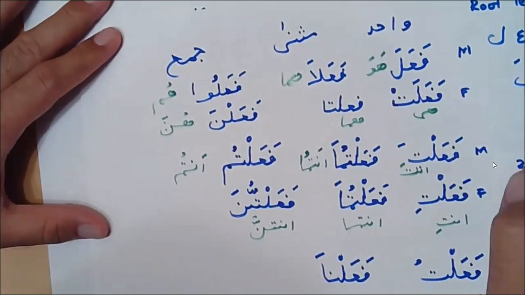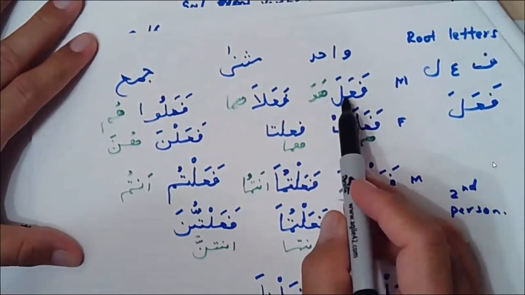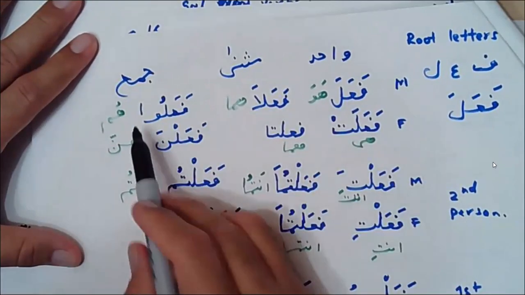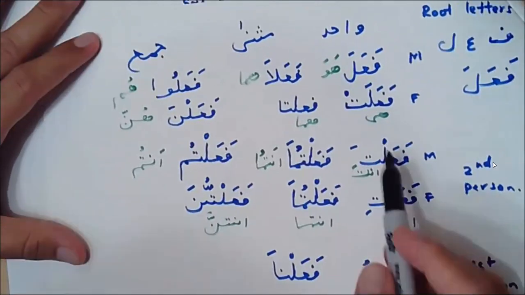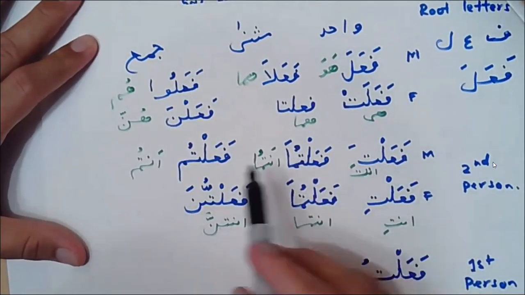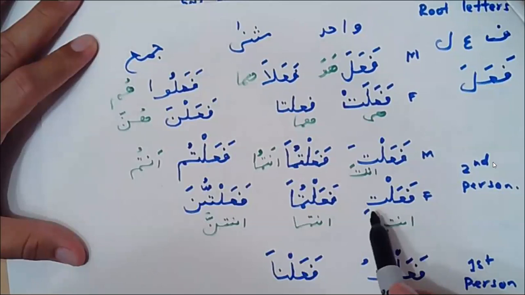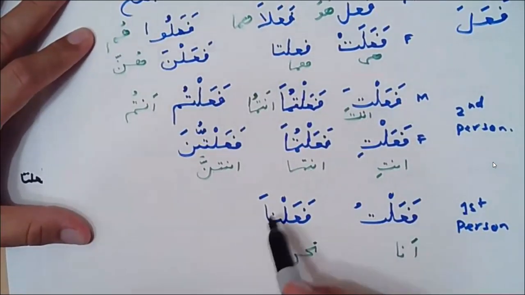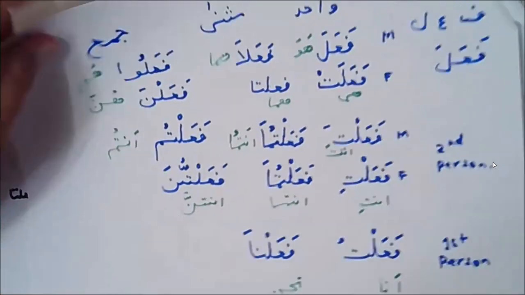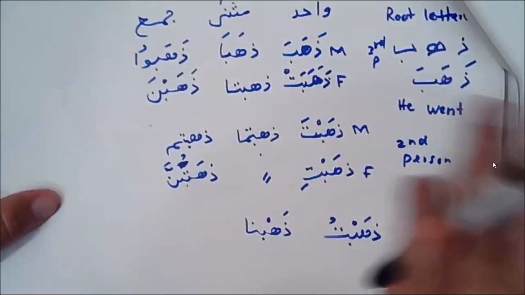If fa'ala is the one we are practicing: fa'ala, fa'ala, fa'alu, fa'alat, fa'alata, fa'alna, fa'alta, fa'altuma, fa'altum, fa'alti, fa'altuma, fa'altunna, fa'altu, fa'alna. Right? Okay.